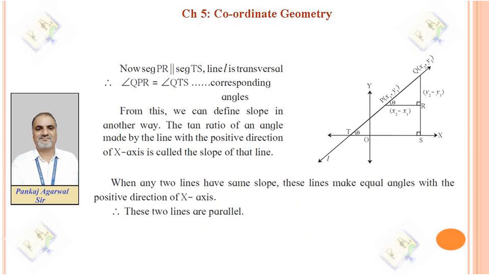Now, segment PR is parallel to segment TS, and line L is a transversal. Therefore, angle QPR is equal to angle QTS because they are corresponding angles. The tan ratio of the angle made by a line with the positive direction of the x-axis is called the slope of the line. When any two lines have the same slope, these lines make equal angles with the positive direction of the x-axis, and then these two lines are parallel lines.